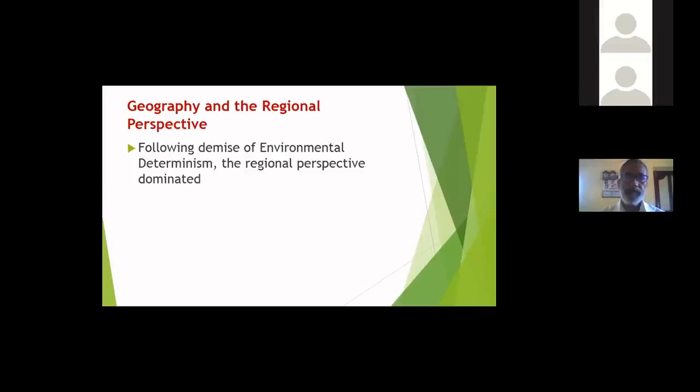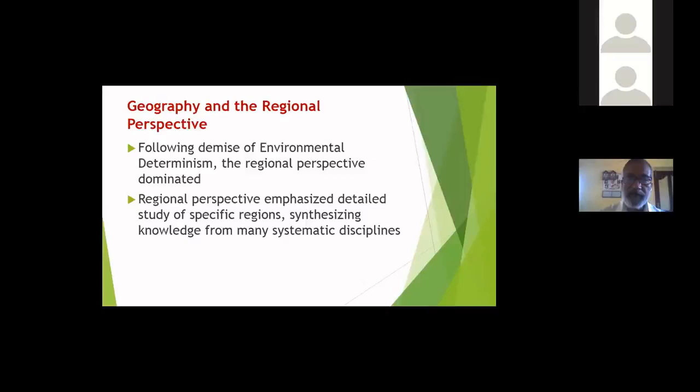But following the demise of environmental determinism, a regional perspective emerged. It is the early 1920s, 1930s. Like I said, one of the classic books that one should read is The Nature of Geography by Richard Hartshorne. It was a book written after 14 years of research looking into geographic literature of the world: French, German, English, American, South American, Australian, Indian, African, Chinese, whatever, okay. He looked into all of them for 14 years of research into synthesizing the idea of the nature of geography.